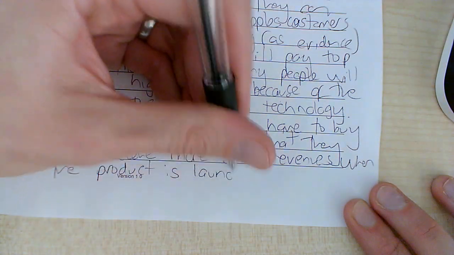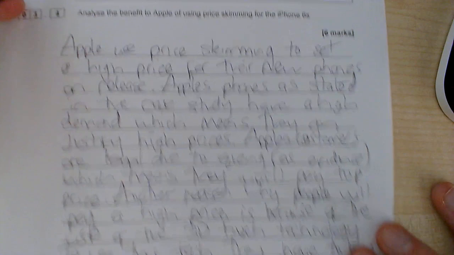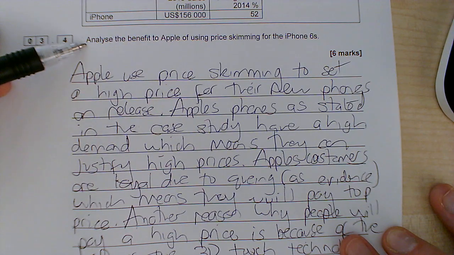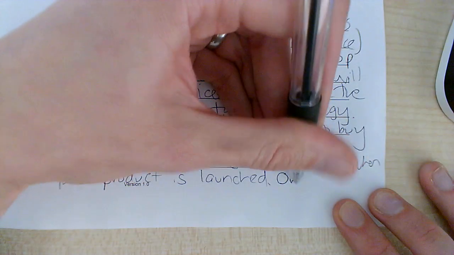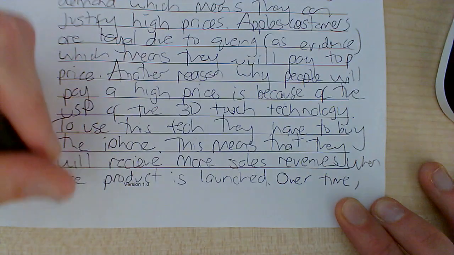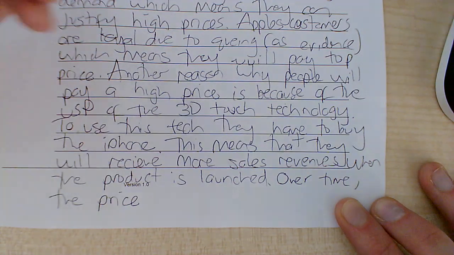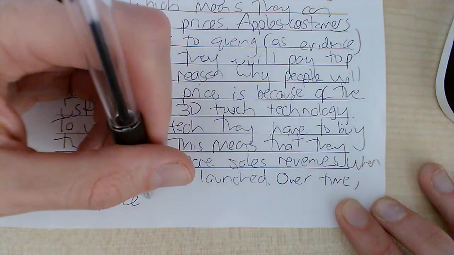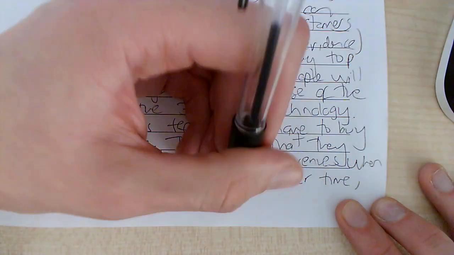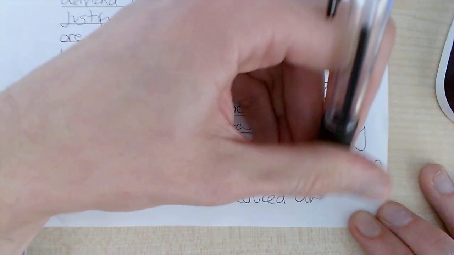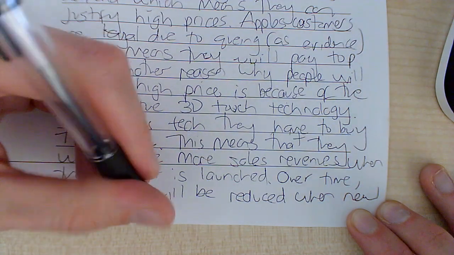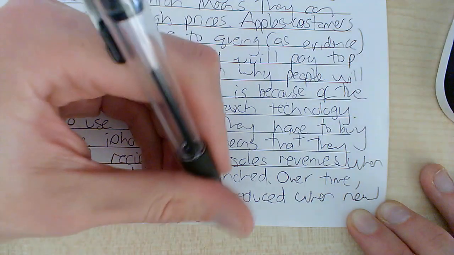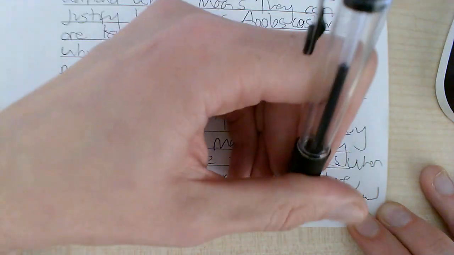And then final development, this is the analysis, developing our points, talking about the consequences. Our final analysis then is here, when the product is launched. Over time, the price will be reduced, because that's what price skimming is, high price at the start and then reduced. Over time the price will be reduced when new versions are released, generating further revenue. Okay, so now that's my answer.